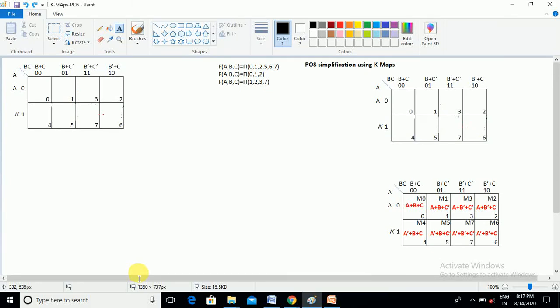In this video, I want to explain the simplification of POS format, the product of sum term format Boolean function, by using K maps. Okay, fine. Let us go to the K map representation for the sum terms. You know that here min terms and max terms are inversions of each other. In max term combination, 0 represents the regular signal and 1 represents the inversion signal.